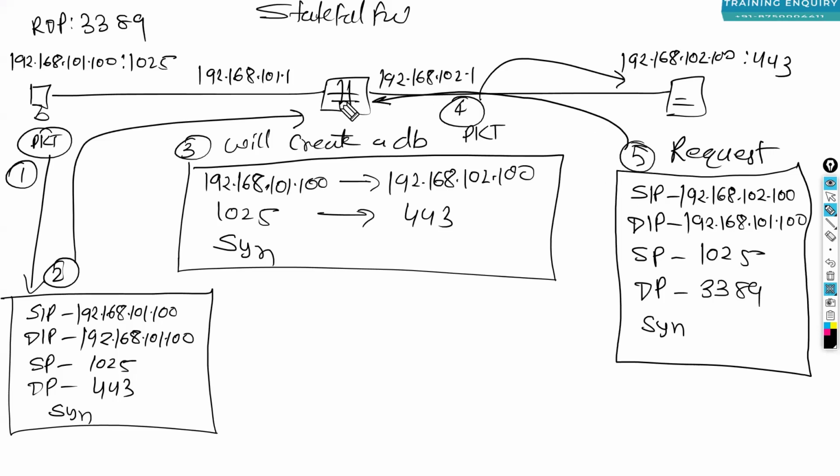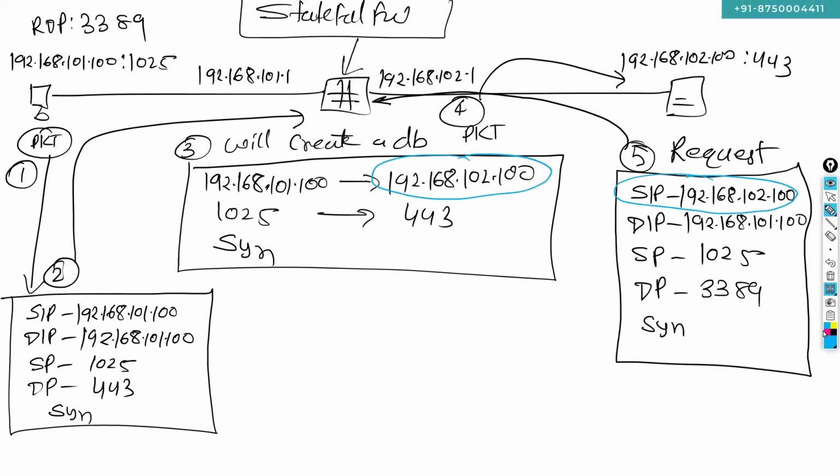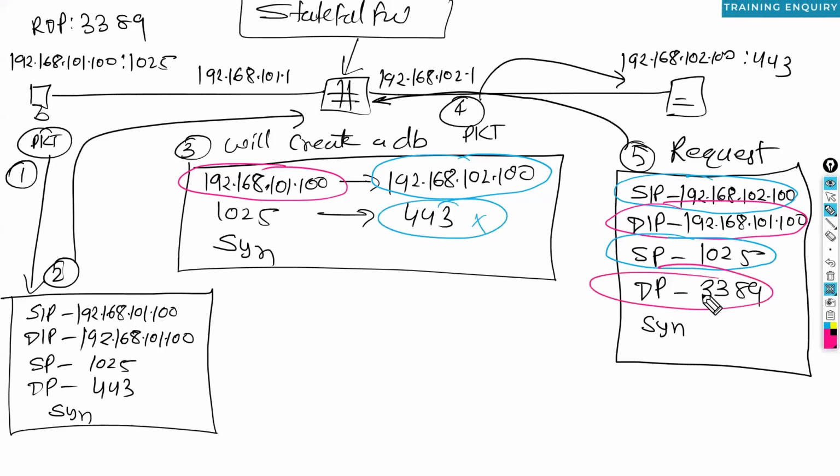Now this packet will arrive at the firewall. What will the firewall do? The firewall will check: okay, who is coming? 102.100. Where is it going? It is going to 101.100. Layer 3 information is matching here. What about layer 4? Which port number is coming? Not matching the 1025 in our database. Where is it going? It is going to 3389. Not matching.